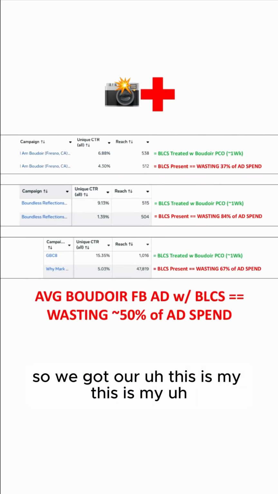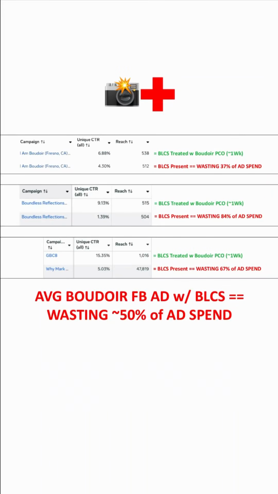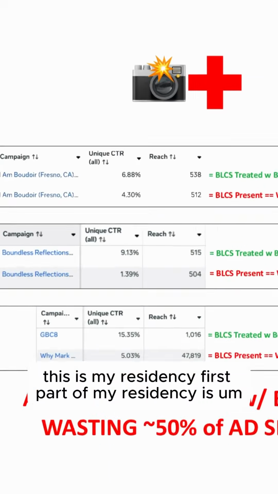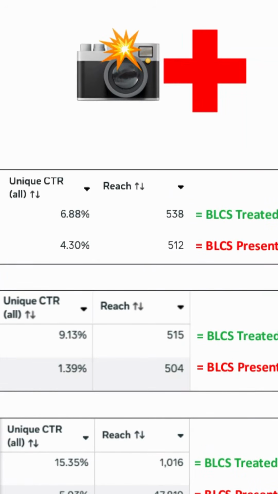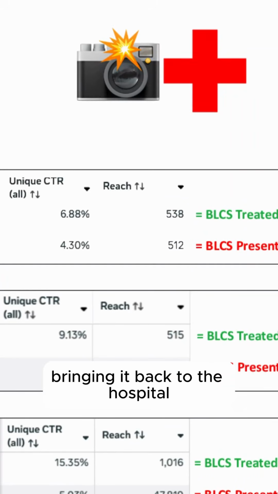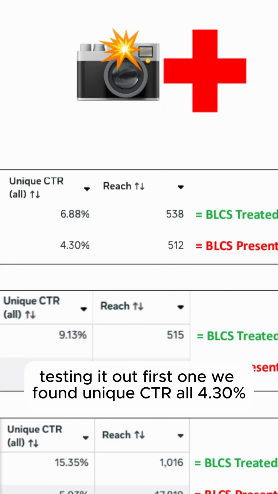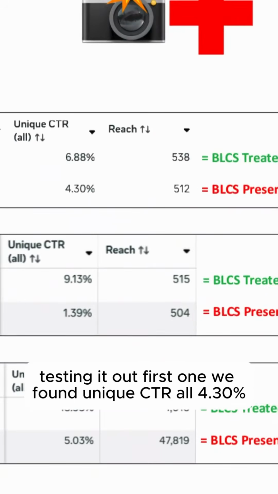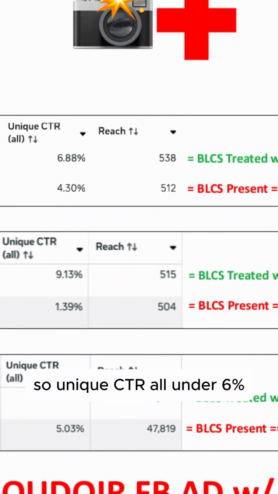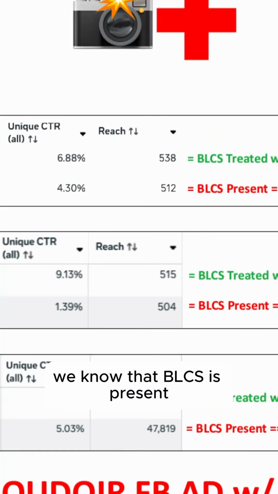This is my residency. The first part of my residency is finding a Boudoir Facebook ad out there, bringing it back to the hospital, and testing it out. The first one we found had a unique CTR all of 4.30%. So unique CTR all under 6%, we know that BLCS is present, aka Boudoir low click syndrome.